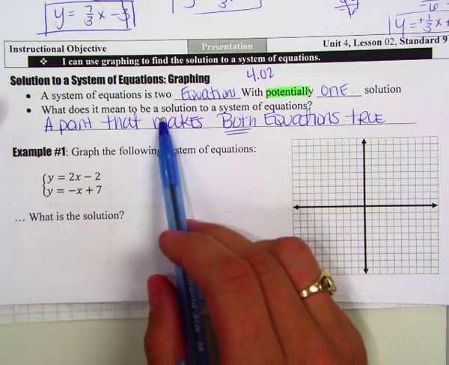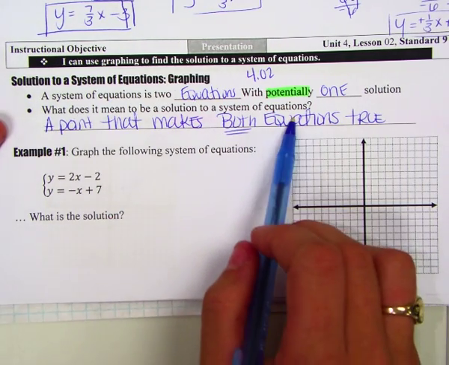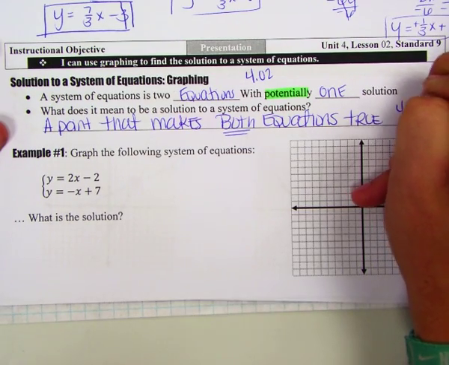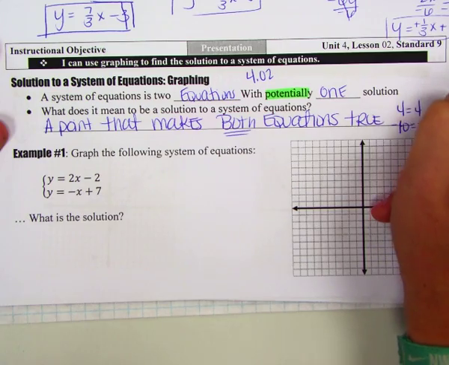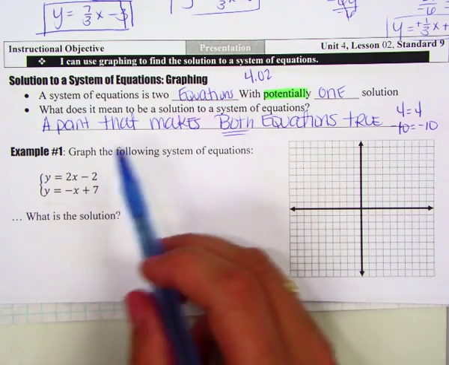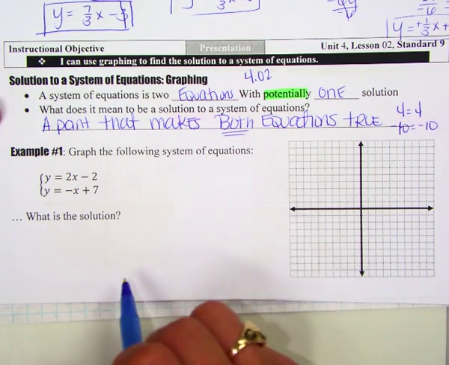So just know that it is potentially one solution. What does it mean to be a solution? It means it's a point that makes both equations true. Again, when I say something like true, it's like 4 equals 4, or like negative 10 equals negative 10. When we substitute them in, they end up making true equations. So example number 1, we're going to graph the following system to find the solution.